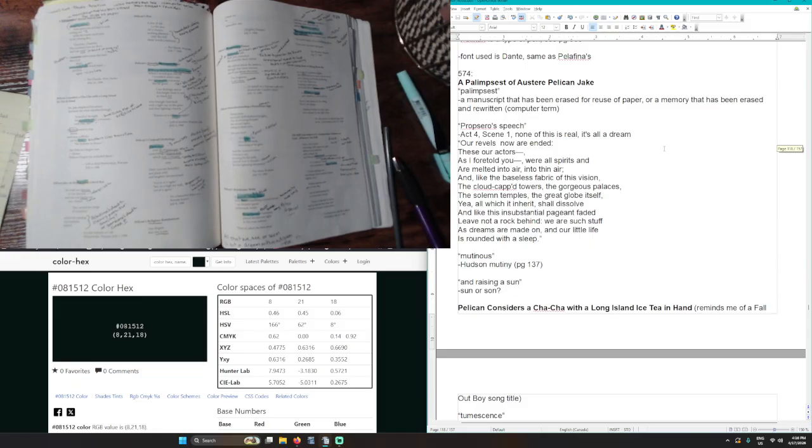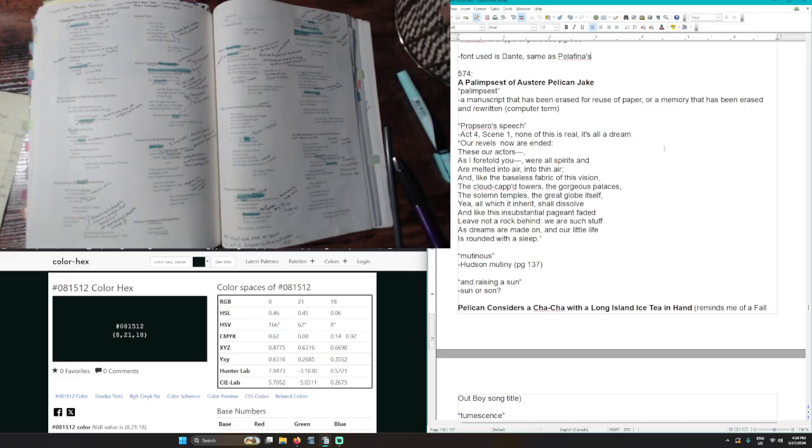So the first poem is called A Palimpsest of Austere Pelican Jake, and palimpsest, I don't know if I'm saying that right or not, but it means a manuscript that has been erased for reuse of paper, or because we know that Mark Z. Danielewski was interested in early computer things, it could be a memory that has been erased and rewritten as a computer term.